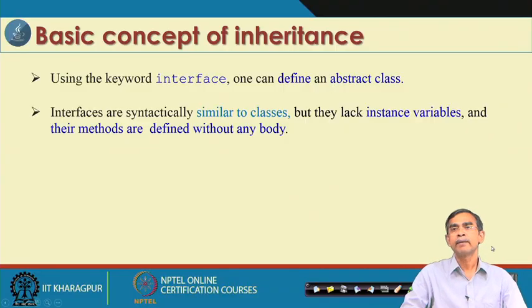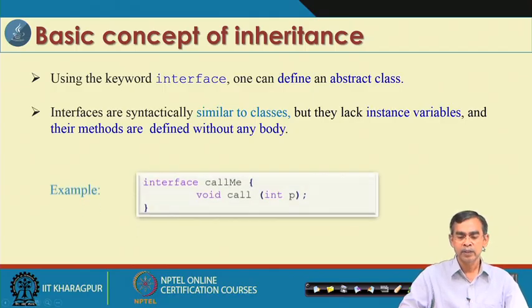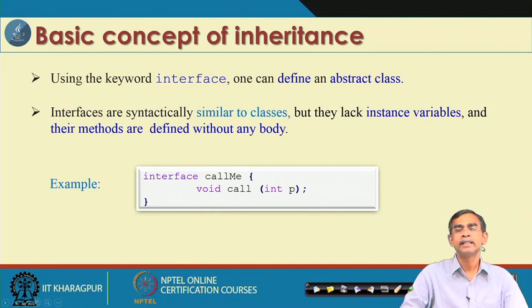Now, how can an interface be created? In order to create an interface, Java provides a keyword called the interface keyword. It is similar to an abstract class, where to create an abstract class we use the keyword abstract. But there are syntactically a few more things that are different, which we should discuss. Now, here is an example.